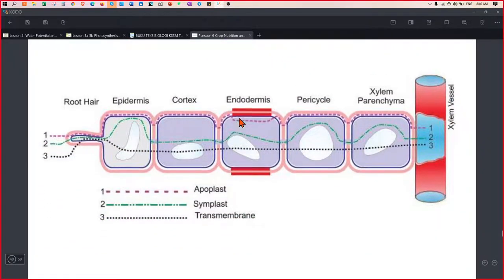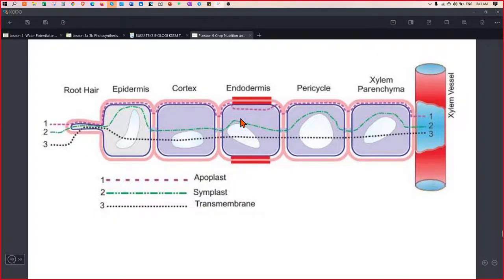I have this summary of this movement. Okay, so you have three. You have your apoplast represented by the dotted line. You see the movement of the water. So this is your soil. Okay, this is your root hair. It only uses the cell wall.